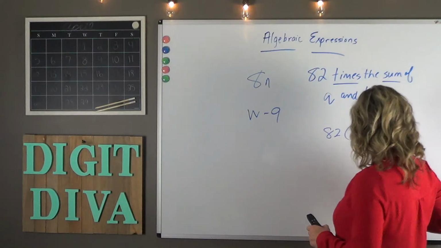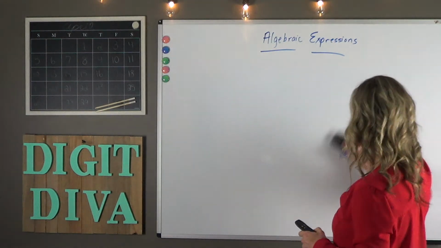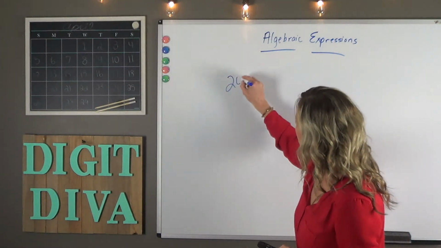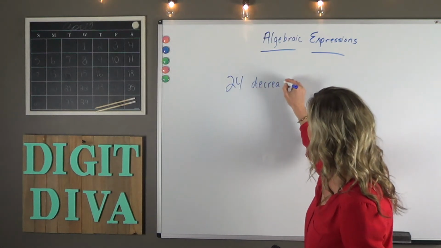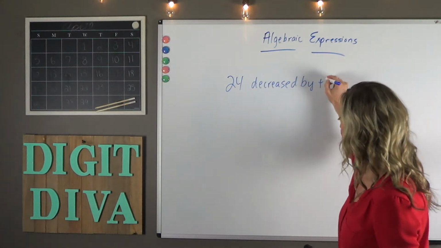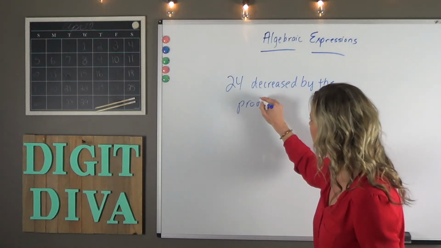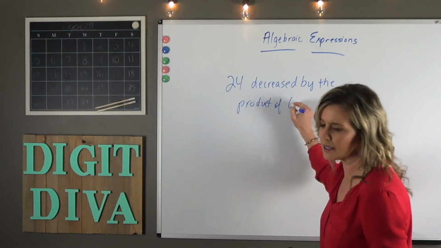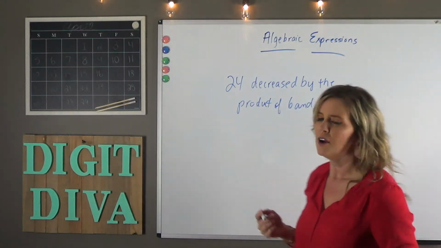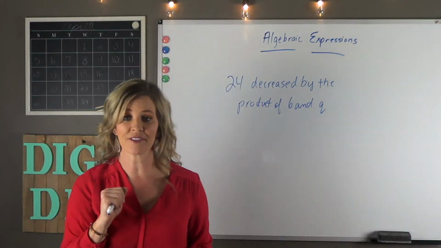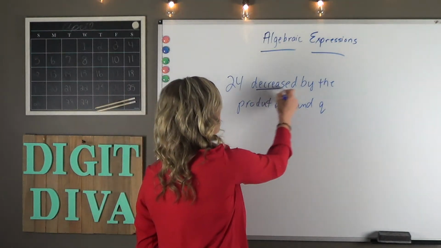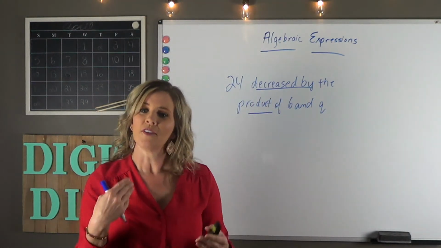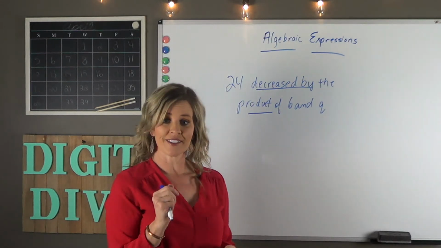How about 24 decreased by the product of 6 and q? I'm going to write that one on the board. Let's think about this one. 24 decreased by the product of 6 and q. So again, we have two math phrases in this example, decreased by and product. So the clue that I gave to you earlier was to use parentheses when you see two or more.